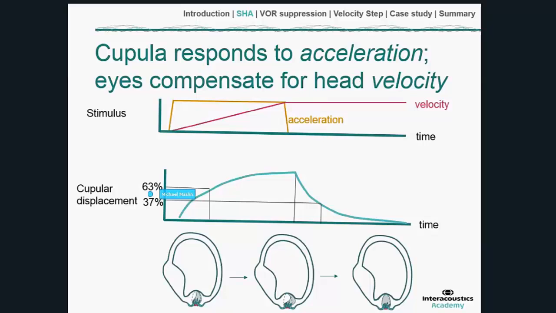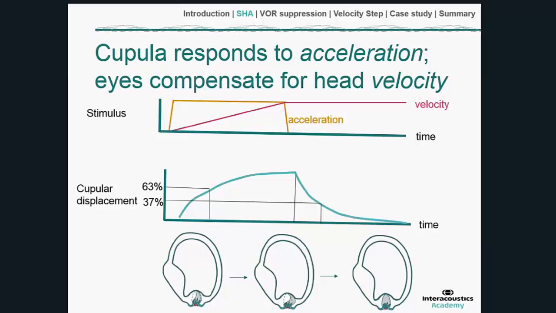Now the second schematic just below shows the copular deflection in the inner ear as a function of this acceleration and velocity. And you can see that the deflection of the copula goes from 0 to a maximum point that goes in time with the acceleration, not with the velocity.